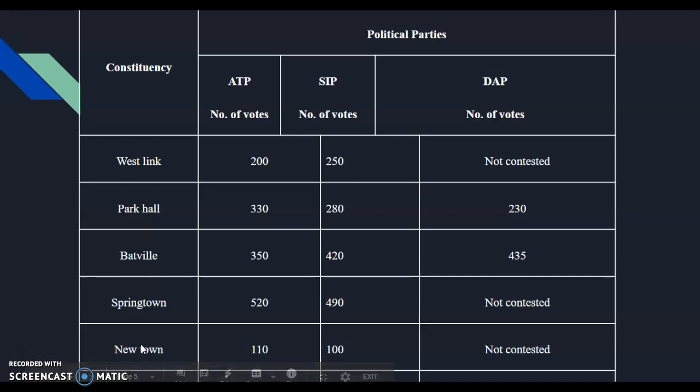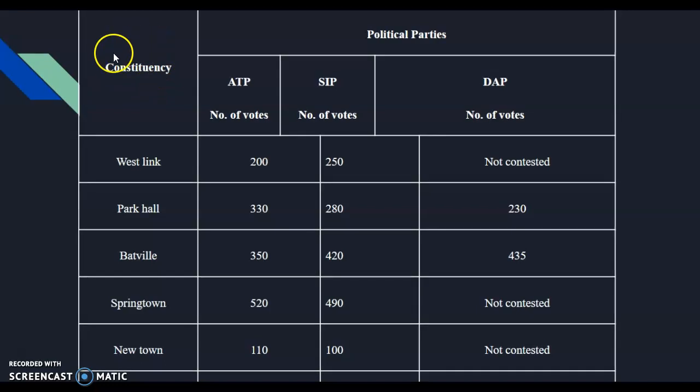How many political parties do we have? We have 3, ATP, SIP, and DAP. Now, which type of electoral system would this represent? You are correct. It is a first past the post system. Now, how do you know that it's a first past the post system? We know because there are several constituencies: Westlink, Park Hall, Battville, Springtown, and Newtown. Therefore, we know that it is a first past the post system.